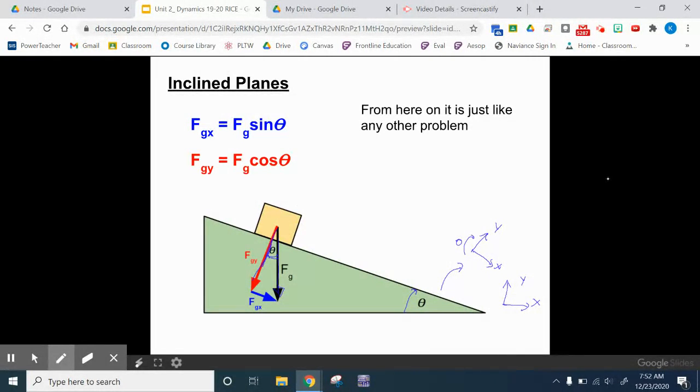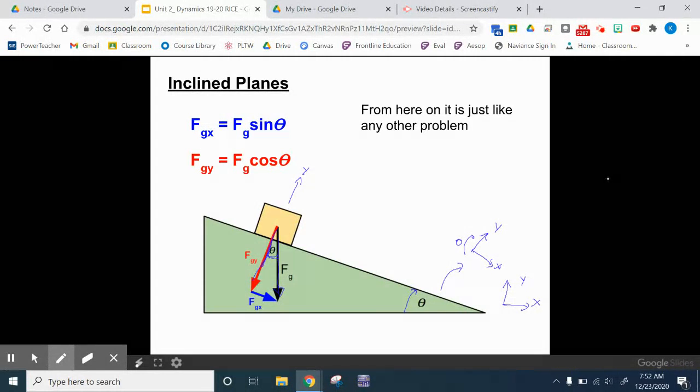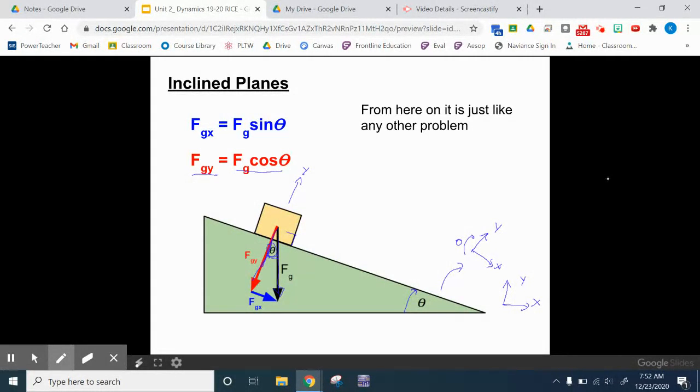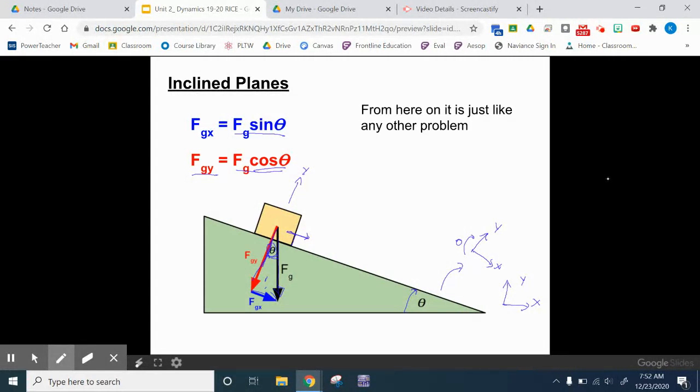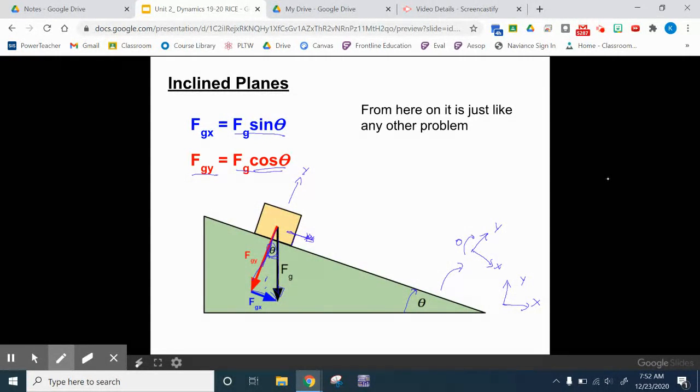When we analyze our system in the x and y direction, we look at the y direction, which is perpendicular to this surface, and we see that that's the adjacent side to the angle. So the y component is Fg, force of gravity, which is mg cosine theta. The x component is the opposite side to that angle, so we use sine to find the x component of gravity. Again, some component of gravity is pulling in the x direction, and some component of gravity is pulling in the y direction. That's about it, and I think that's where I'm going to leave it in terms of inclined planes in this little preview.